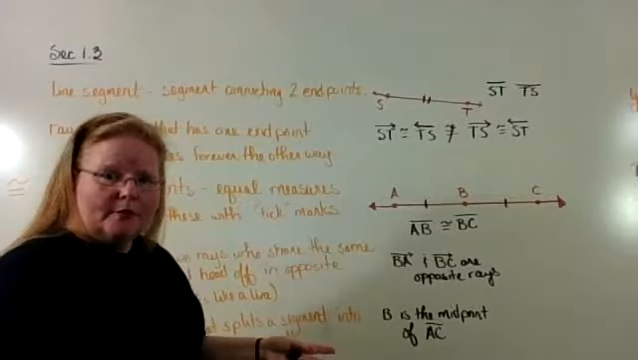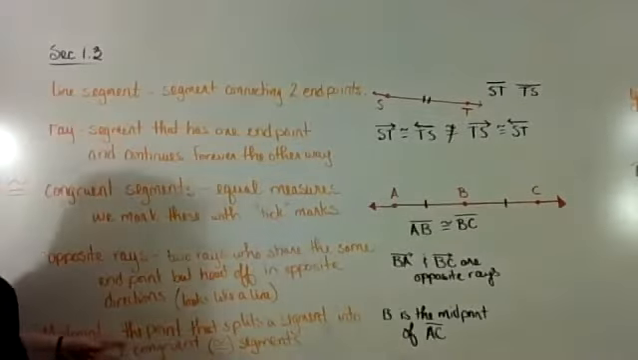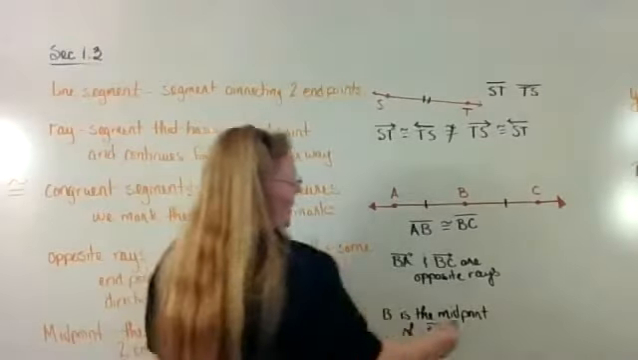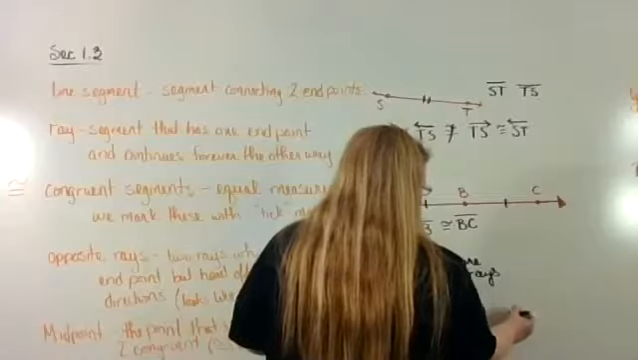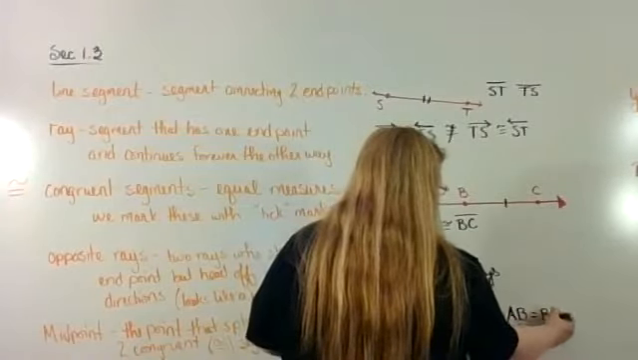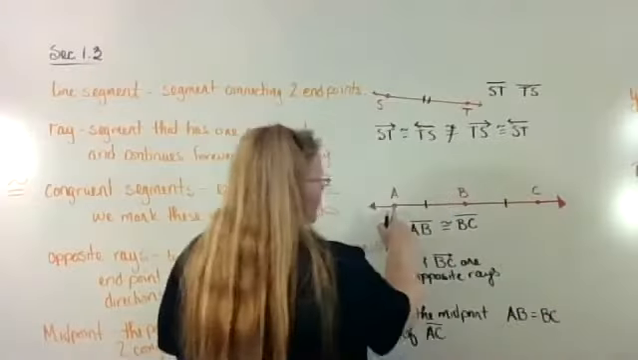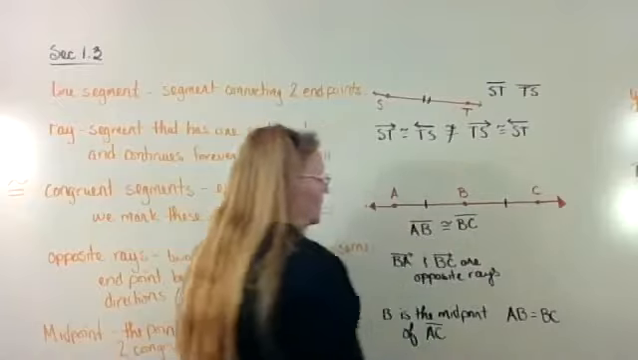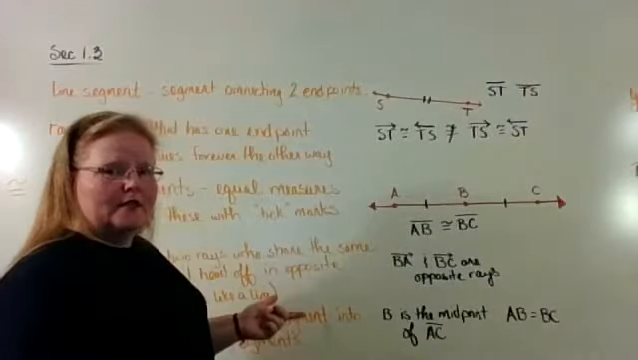Since it's the midpoint and the midpoint splits it up into congruent segments, if I wanted to talk about distance, I could. I could say that AB equals BC, meaning the distance from A to B has to be equal to the distance from B to C, because that's what a midpoint is.